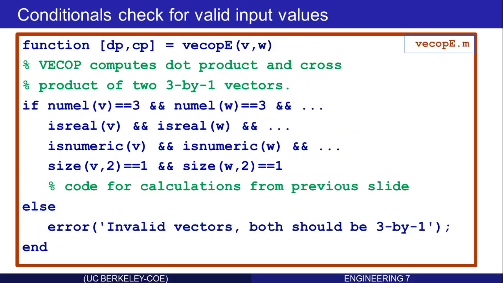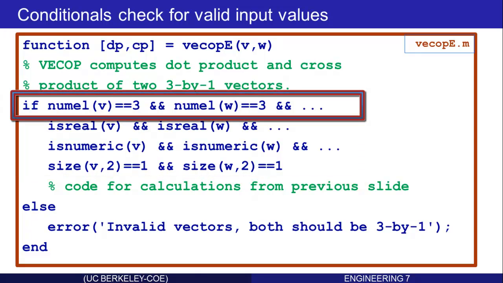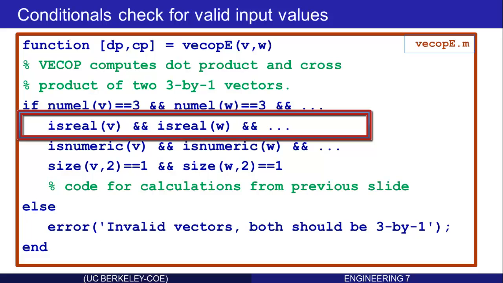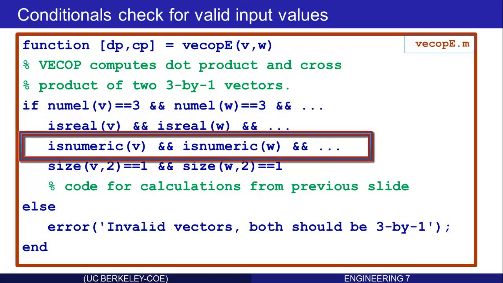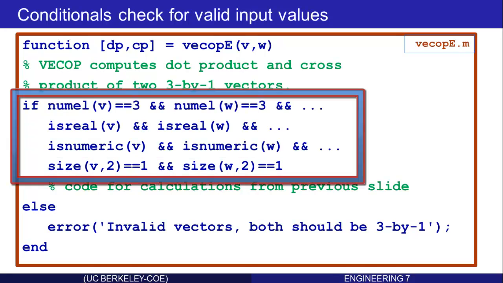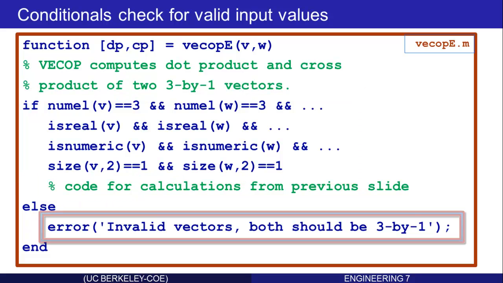How about error checking? Here's a new file, vecop E. There's one large conditional that checks 8 separate conditions before doing the dot and cross product calculations that we introduced earlier. First, the number of elements in V and in W is verified to be 3. Both V and W are checked to be real vectors. Both V and W are checked to be numeric. And finally, the column dimension of both V and W is checked to be 1. If all of those hold true, then the calculations are performed. If any of them is false, then a very clear error message indicating that the vectors were invalid and were not both 3x1 is displayed to the user.